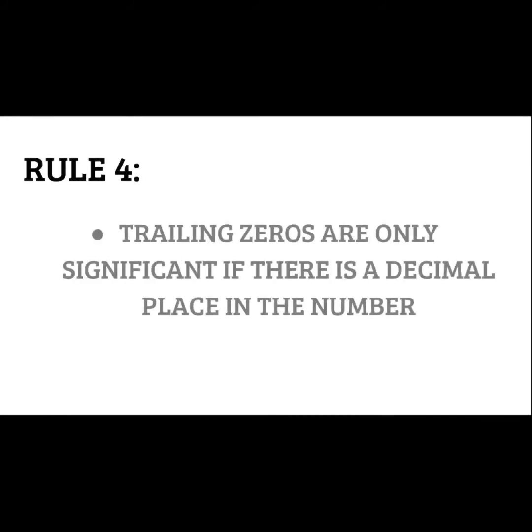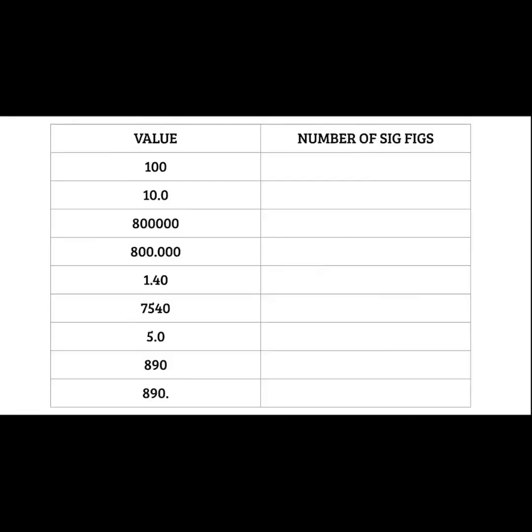Okay, last rule. Trailing zeros are only significant if there's a decimal place in the number. A trailing zero is a zero that comes after the non-zero digit. So for example, I have 100. The 1, we already know we're going to count because that's not a zero. But we don't have to count those zeros. So we have 1 significant figure.